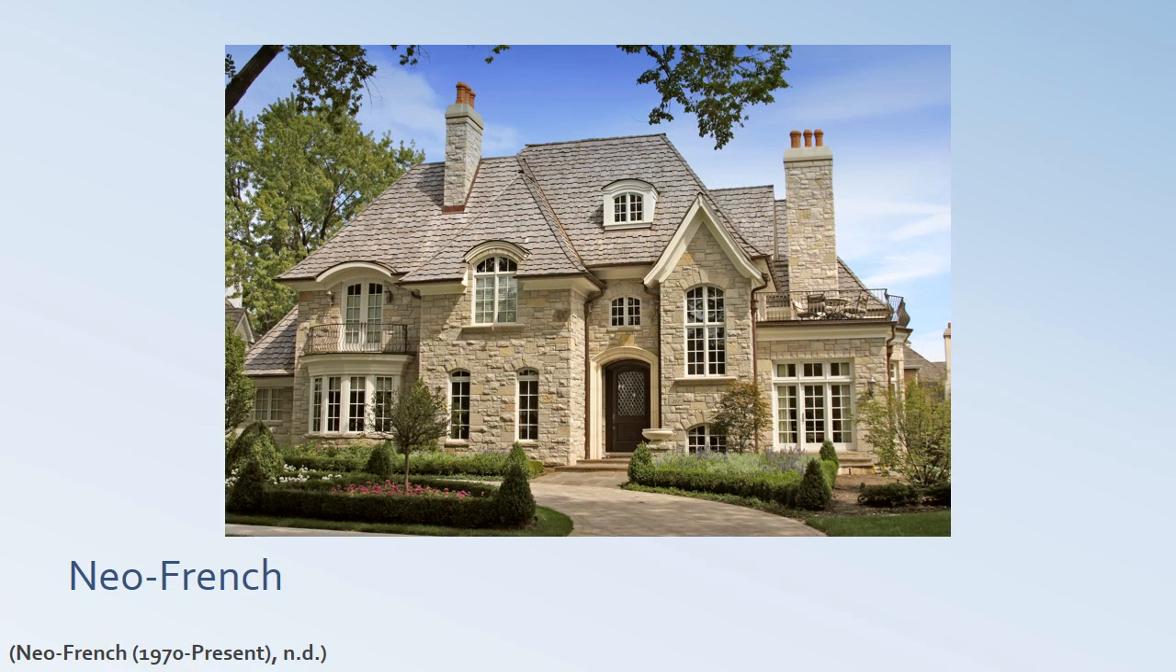Neo-French is 1970 to present. Most characteristic feature is the steeply pitched hipped roof. Doors and windows are frequently round with a segmented arch above. So you can see all the arches in the windows and the doors here.